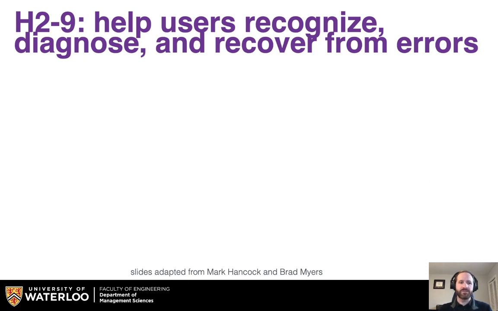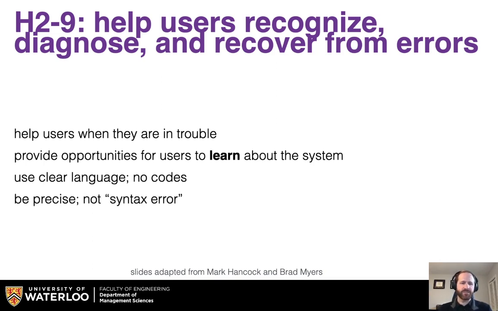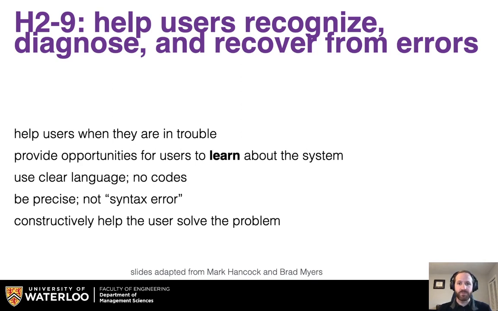Heuristic number 9 is helping users to recognize, diagnose, and recover from errors. You want to help users out when they're in trouble and provide opportunities for users to learn about the system. Remember, if they're experimenting with the system, they're building up the mental model, and it continues to get updated as they see the responses. Use clear language. Don't use error codes, or if you have the error code, explain what it means. Error codes might be useful for help at some point. And be very precise. Don't just say syntax error. I realize that in a compiler, there are certain problems that make it more difficult to give more detailed information. But the more information you can provide, the better, even just spitting out where you encountered that error.